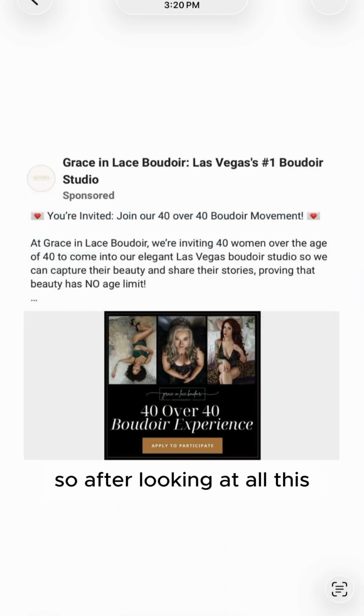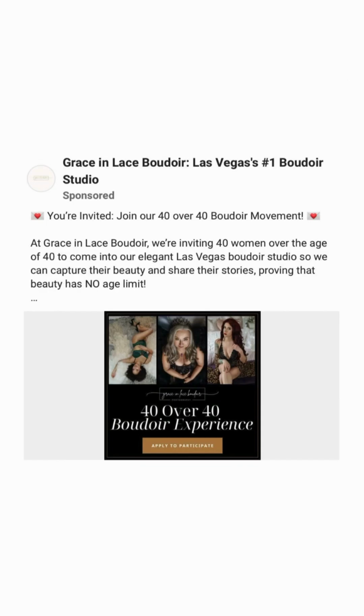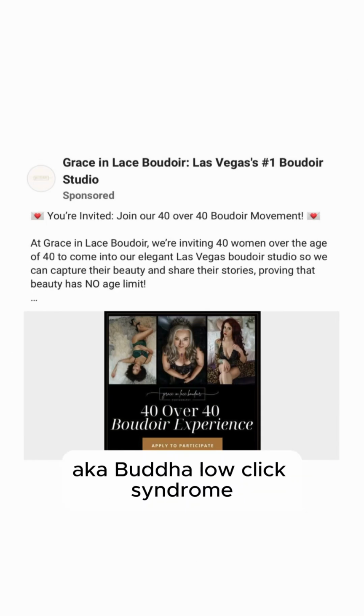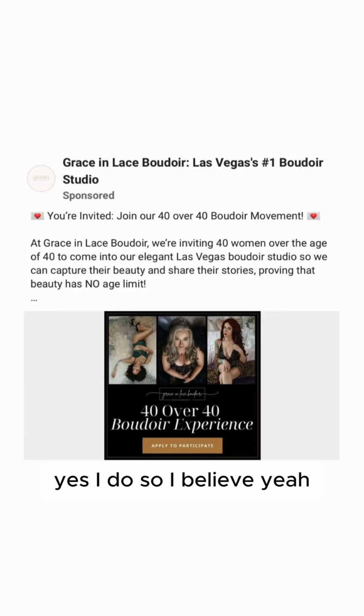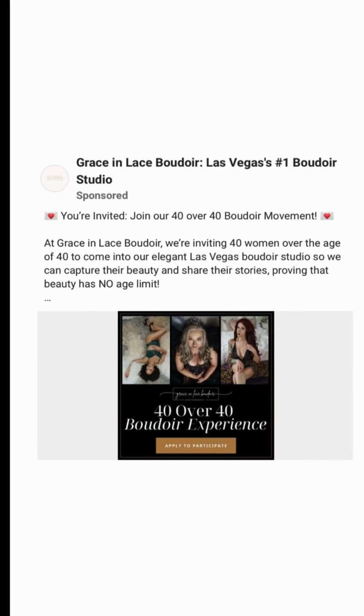So after looking at all this, do I believe this Boudoir Facebook ad has a unique CTRL under 6% and therefore has BLCS, aka Boudoir low click syndrome? Yes, I do. My diagnosis is that yes, it most likely does have BLCS, Boudoir low click syndrome.